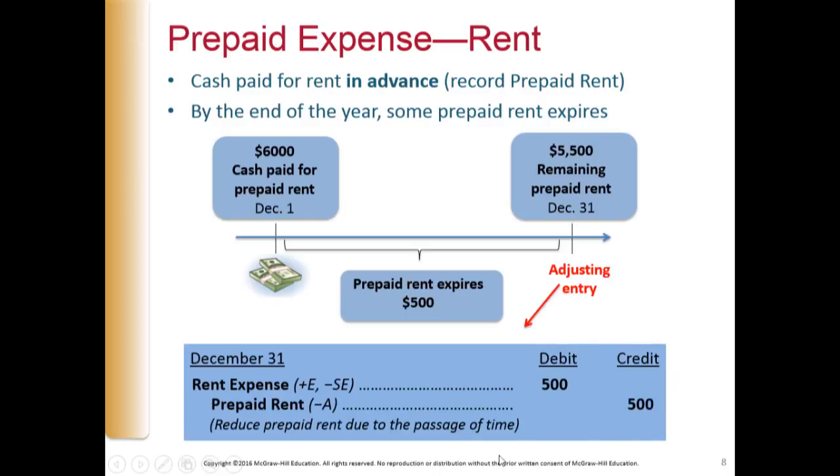So to do that, we would have made this entry. We would have debited our rent expense for $500, which is the amount of rent we used, and we would credit prepaid rent to decrease the value of that account down to $5,500.